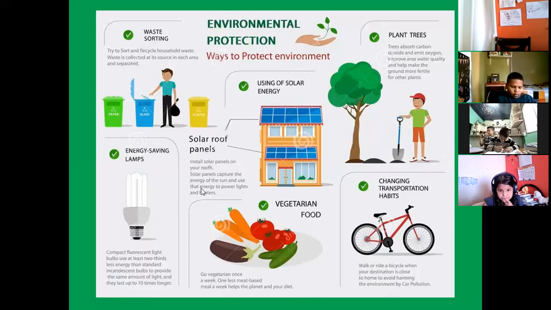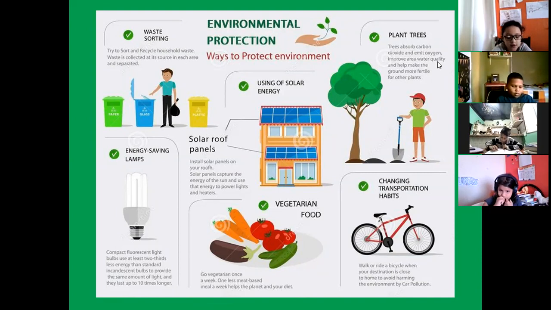But let me continue. So here, use that energy, the power lights and heaters. In other countries, there are many houses that use solar panels in order to reduce the electrical energy they need. Vegetarian food, go vegetarian once a week. One less meat-based meal a week helps the planet in your diet. Plant trees. Trees absorb carbon dioxide and emit oxygen.